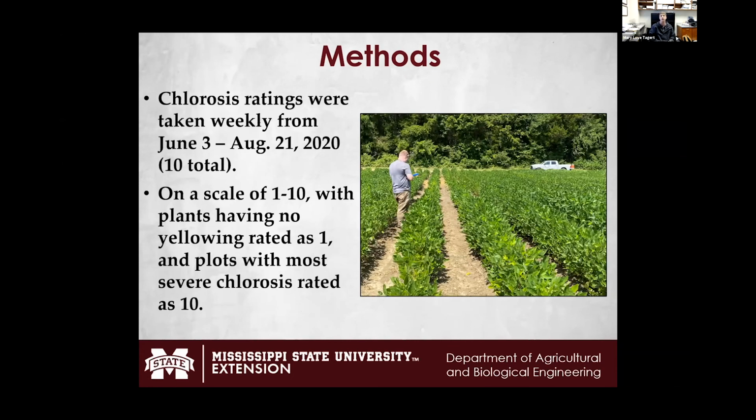Iron chlorosis injury ratings were taken weekly starting from June the 3rd through August the 21st, 2020. So we had 10 total iron chlorosis ratings to try and see how those affected iron chlorosis symptomology. These were taken on a scale of 1 to 10, with plants having no chlorosis symptoms rating as a 1 and plots rated with the most severe chlorosis rating as a 10 on that scale.